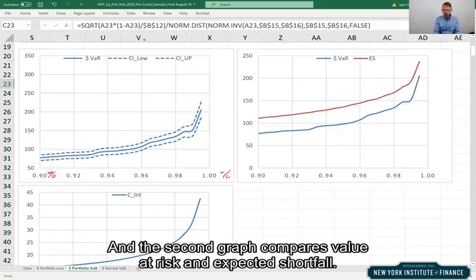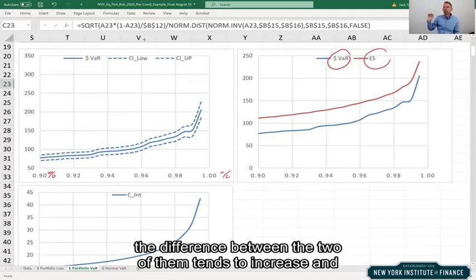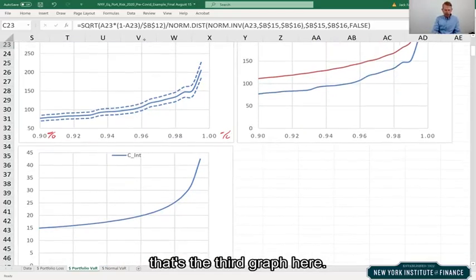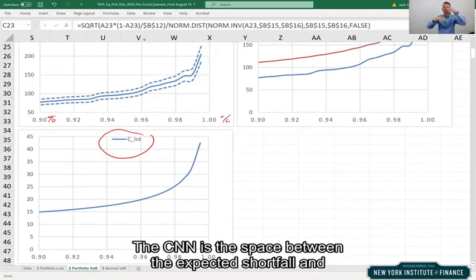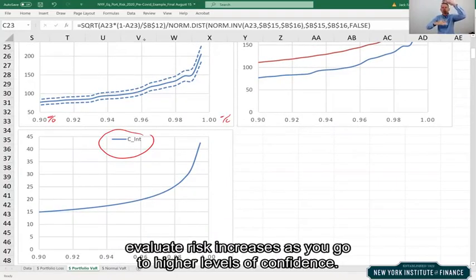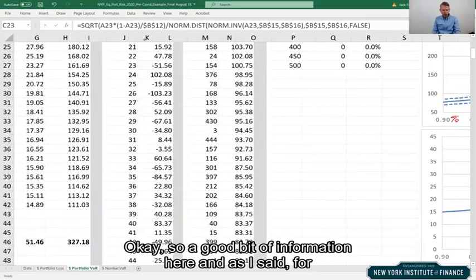The second graph compares value at risk and expected shortfall. And as you can see, expected shortfall is higher than value at risk. And the difference between the two of them tends to increase, and that's the third graph here. The space between the expected shortfall and the value at risk increases as you go to higher levels of confidence. Okay, so, good bit of information here.